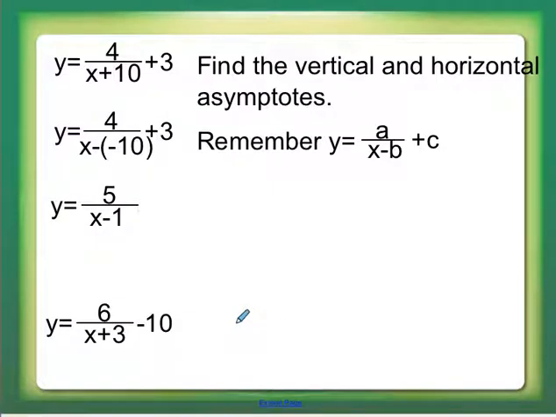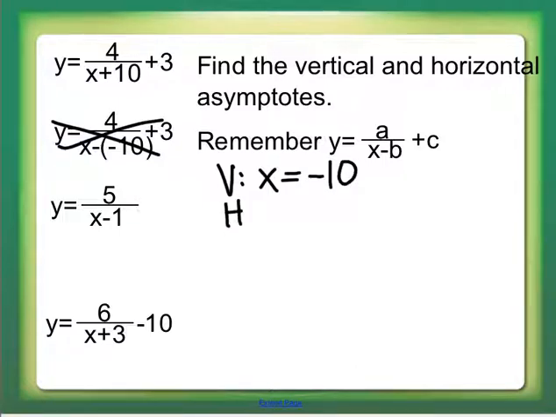Let's just practice some of these horizontal and vertical asymptotes for a second. So for the first one, we're not going to do the second one because it's actually just the same. For the first one, we say, all right, my vertical asymptote is when x is my excluded value. So x can't equal negative 10, so my line must be at x equals negative 10. That's where my dashed vertical line would be. And my horizontal line, well, that's my c value, so y is equal to 3.